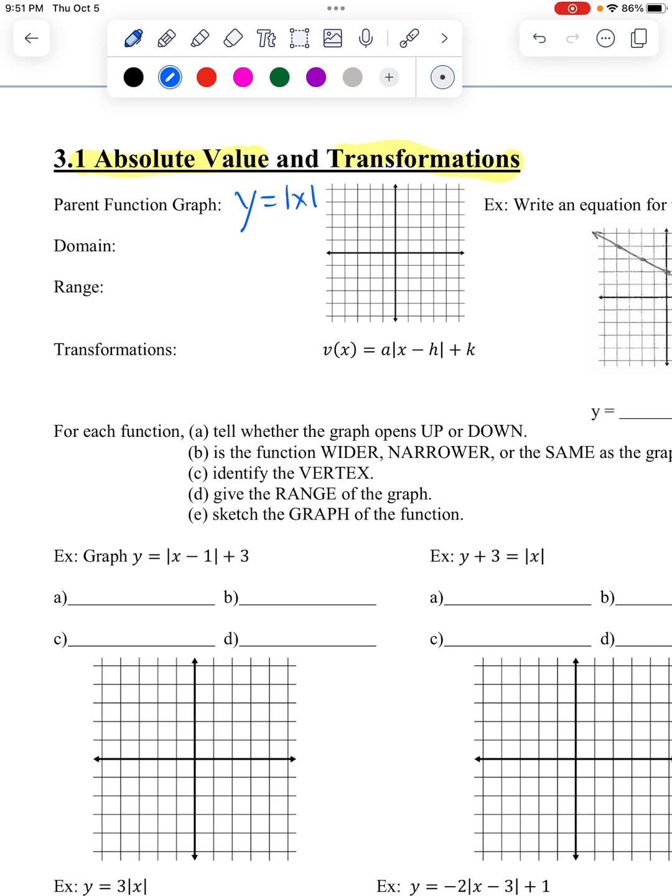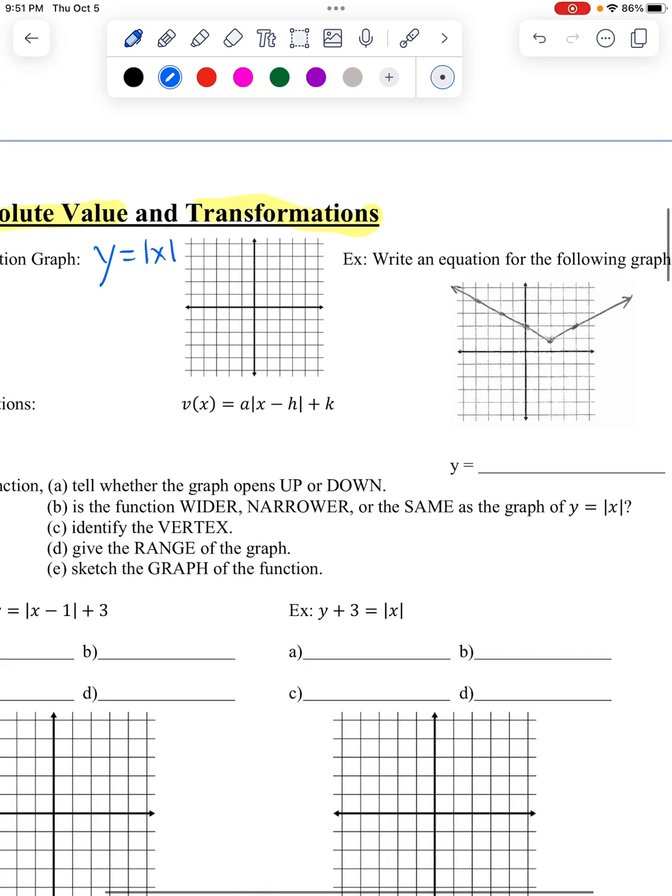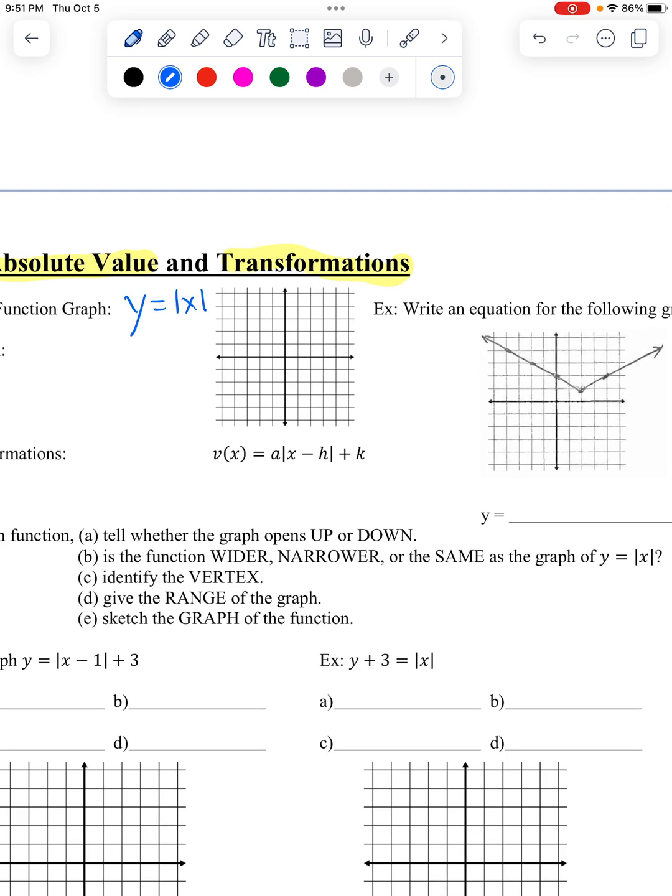Like, this is the basic graph. What I don't love is I don't have any space here to create one. So what I'm going to do is I'm going to make a little chart over here just to plot some points. I'm still sick, I'm sorry. So let's pick some negatives and some positives.